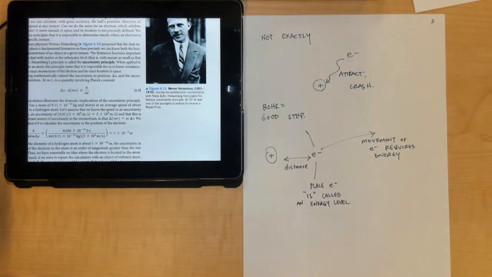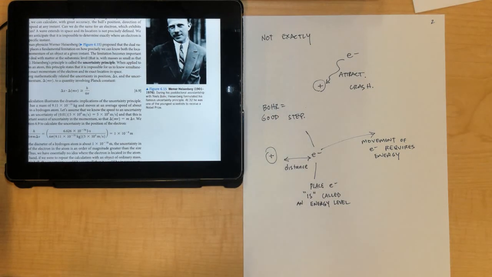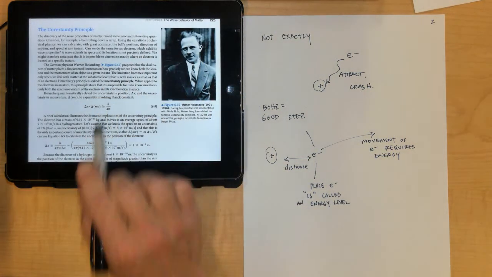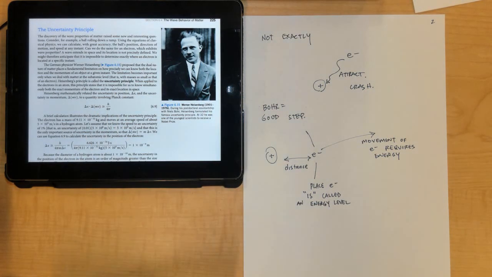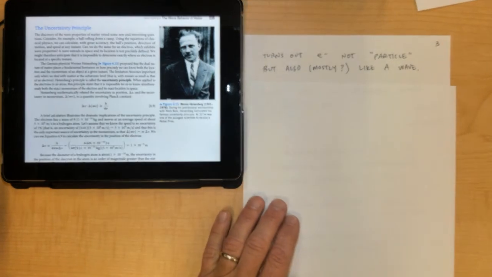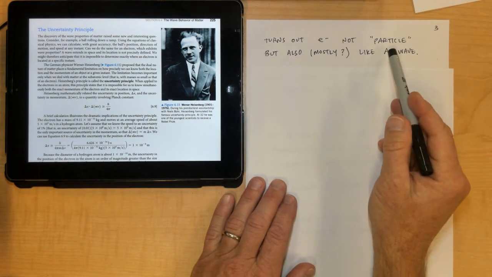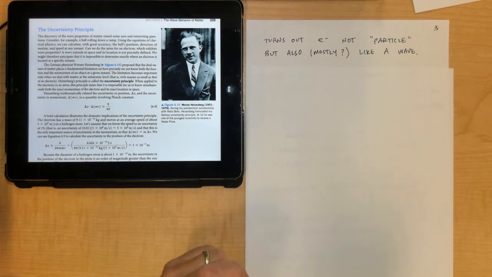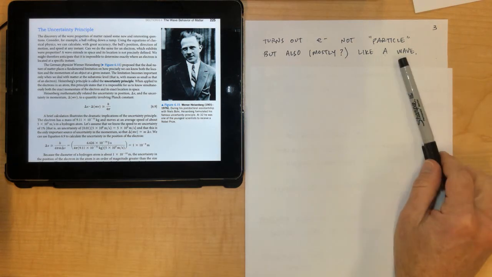Along came a guy named Werner Heisenberg. Werner Heisenberg said that we're kind of uncertain where this electron is. He had something called the uncertainty principle. The reason it was uncertain where this electron was is because the electron wasn't just a particle. It turns out the electron wasn't just like a small little piece that you could actually pick up and move, but it was also like a wave.